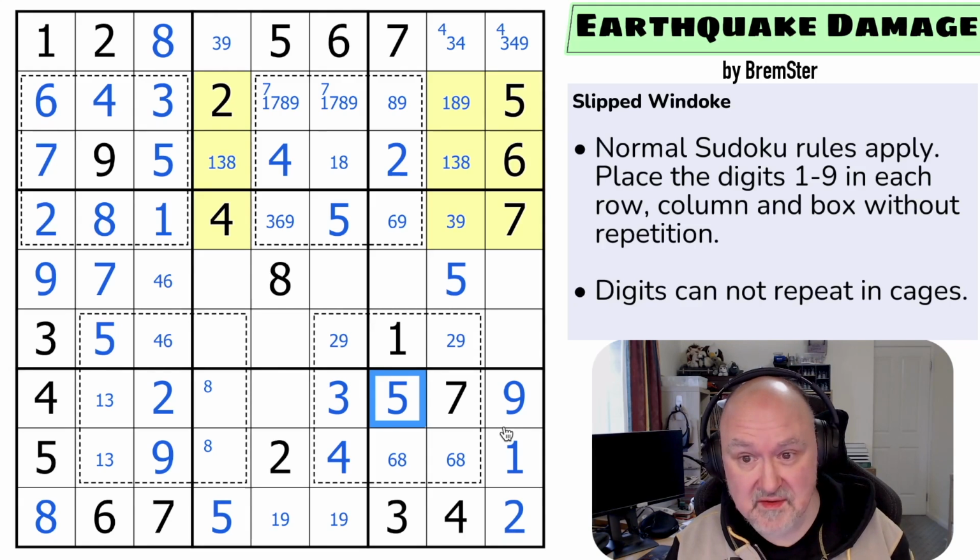I'm having fun with the puzzle, and that's what matters, right? Even though I'm a little bit confused.